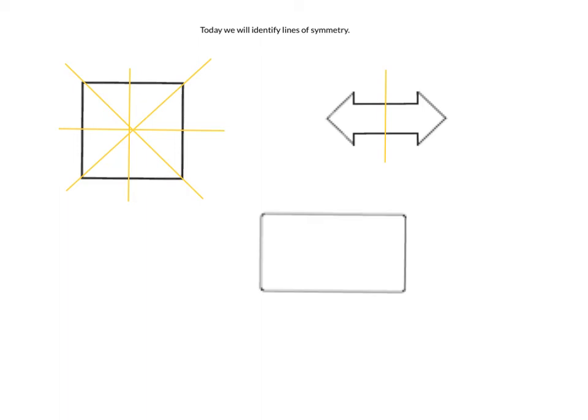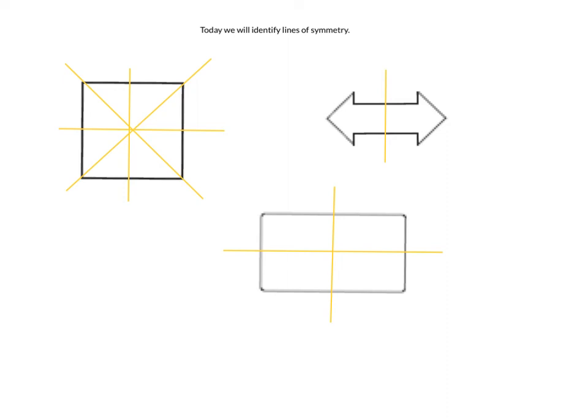Now this rectangle, like the square, could be folded right down the middle, or it could be folded top to bottom. Now, a rectangle cannot be folded corner to corner. It would not fold over on itself.